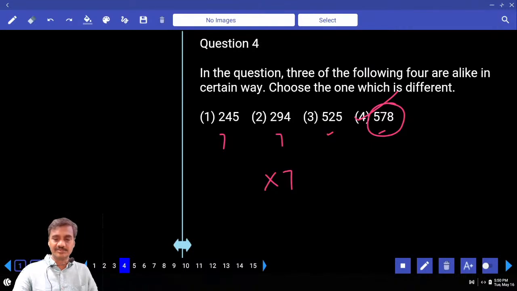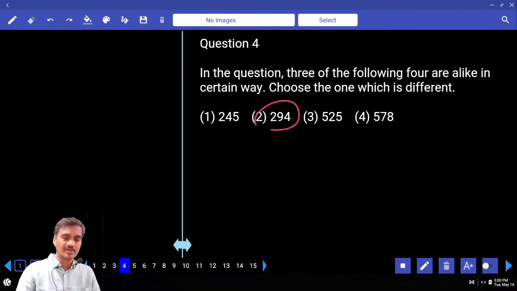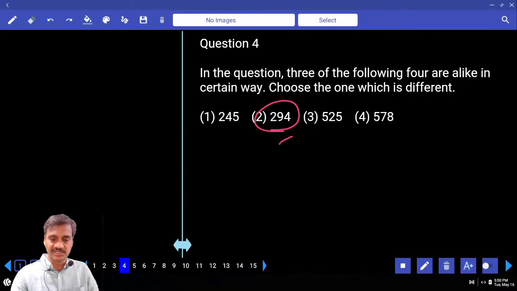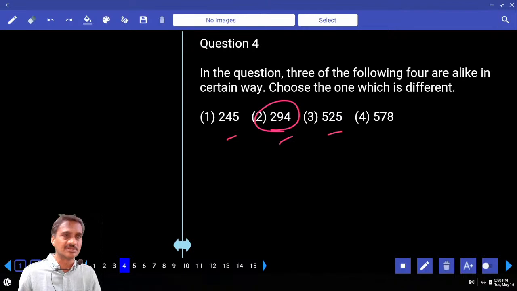Except choice 4, the remaining can be written as multiples of 7. Now, why did I suddenly say multiples of 7? First we had discussed something else, but suddenly we have come to multiples of 7. Because 294 can be written as 7 cube minus 7 square. That means it is a multiple of 7. That is the reason we have checked the remaining numbers as well.